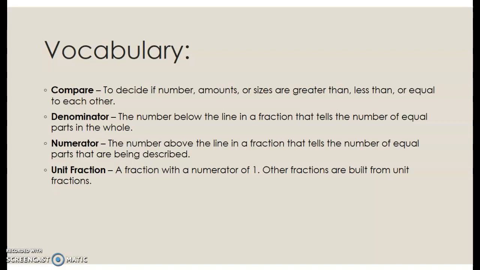The denominator: the number below the line in a fraction that tells the number of equal parts in the whole. Numerator: the number above the line in a fraction that tells the number of equal parts that are being described. A unit fraction is a fraction with a numerator of 1. Other fractions are built from unit fractions.